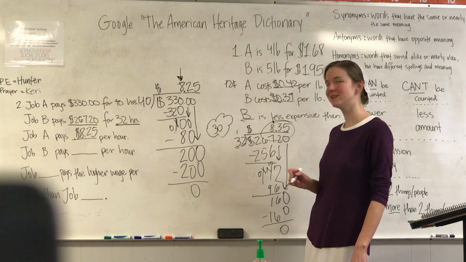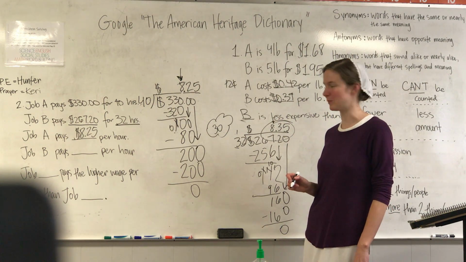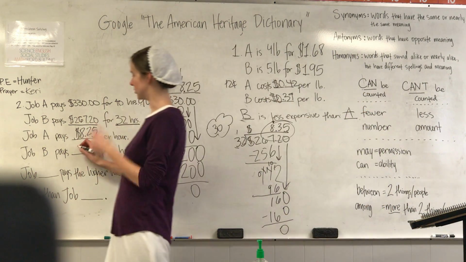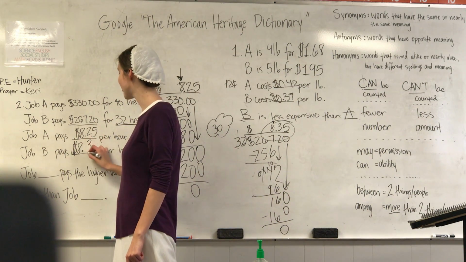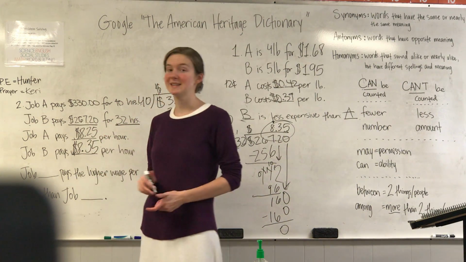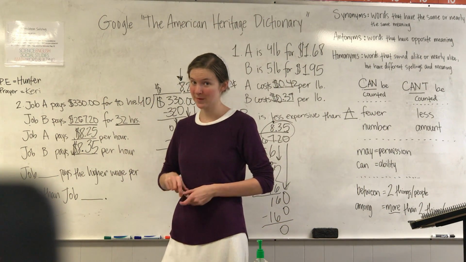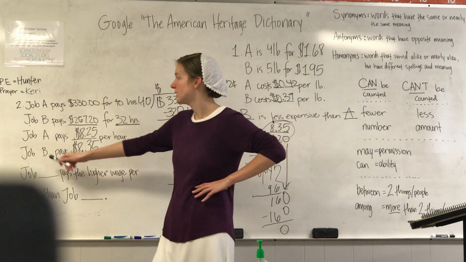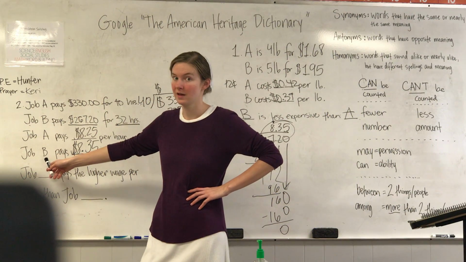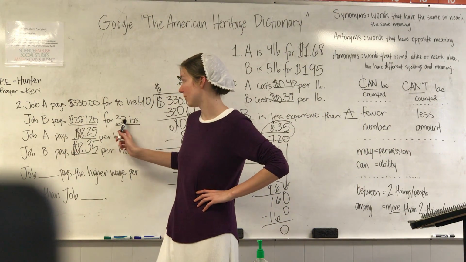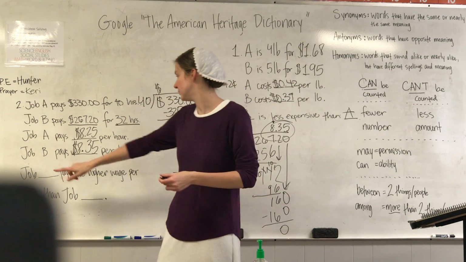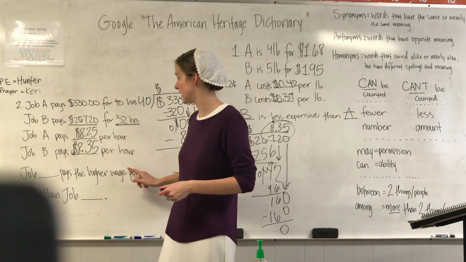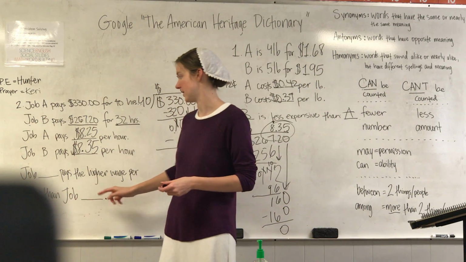Job B tells us how much you would get paid per hour. If you would take job B, you would get paid $8.35. You would get 10 more cents per hour if you would take job B. Even though it's less hours, you will get more money per hour. So job blank pays a higher wage per hour than job blank.